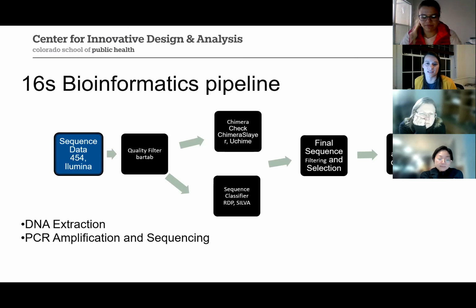So the first part is DNA extraction, PCR amplification, and sequencing. And this is often used, software called Illumina is used to do this.